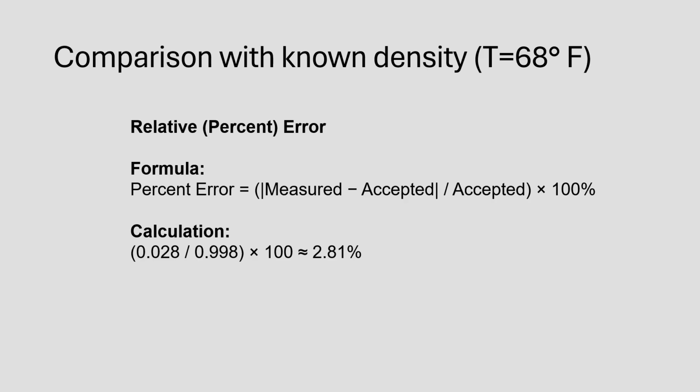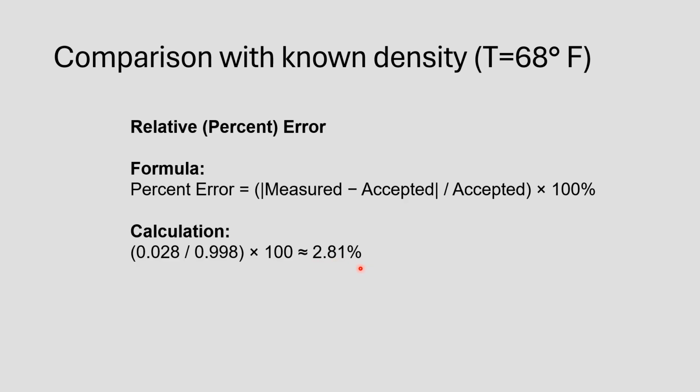Now let's calculate, since we know the density of water, this was at 68 degrees Fahrenheit. We want to calculate the relative or percent error. So the percent error is the absolute value of the measured minus the accepted, divided by the accepted, times 100%. In this case, the accepted is going to be 0.998. You can look that up in a table. The density of water has been measured many times. And in our case here, our difference from 0.97 to 0.998 is 0.028. So that is our relative error. And then it works out to 2.81%.